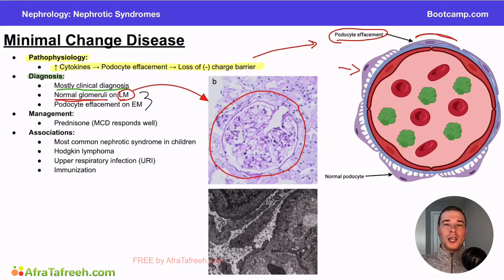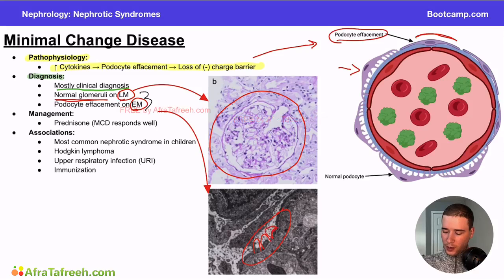Sometimes I think about minimal change with images as there being a minimal change in the patient, so much so that we're seeing some symptoms, but we're not actually seeing any pathology on the biopsy sample. However, if you take a closer look at the electron microscopy, you actually see some of the podocyte effacement. Here you can see some flattening essentially of the podocyte. Instead of being big and tall up here, these ones are a little bit more squished down here. This is a classic finding of podocyte effacement.